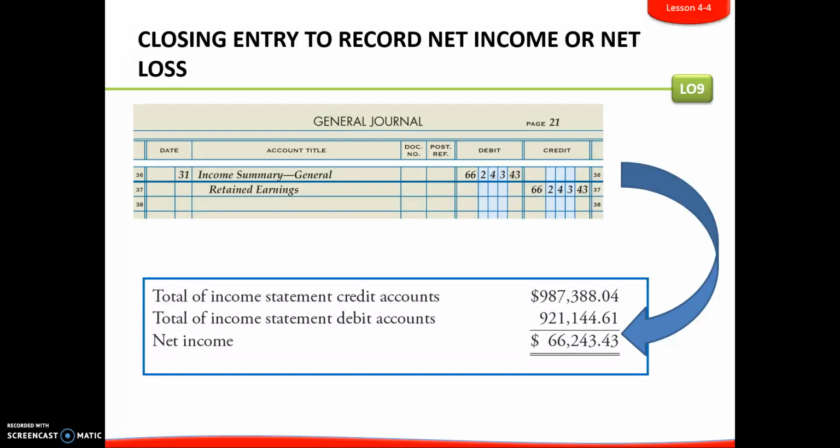You can always think of it this way: if you sell more than you spend, you have a net income. If you spend more than you sell, you have a net loss. And in any situation, I always think about retained earnings. Retained earnings, remember, is like our capital account. So if that's going to increase, that means we have a net income. If it has a net loss, that would mean that retained earnings decreases.